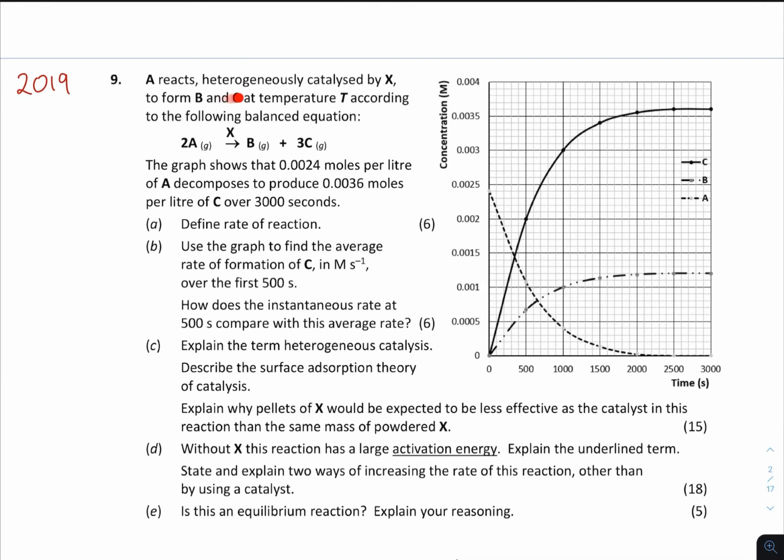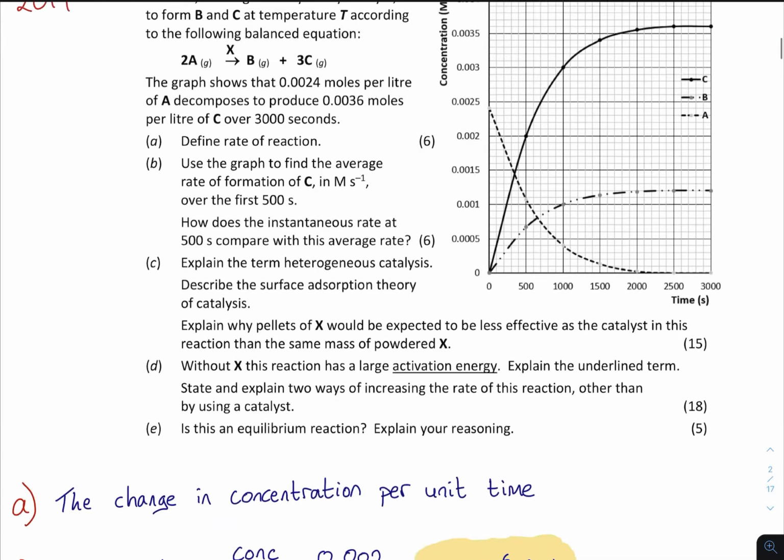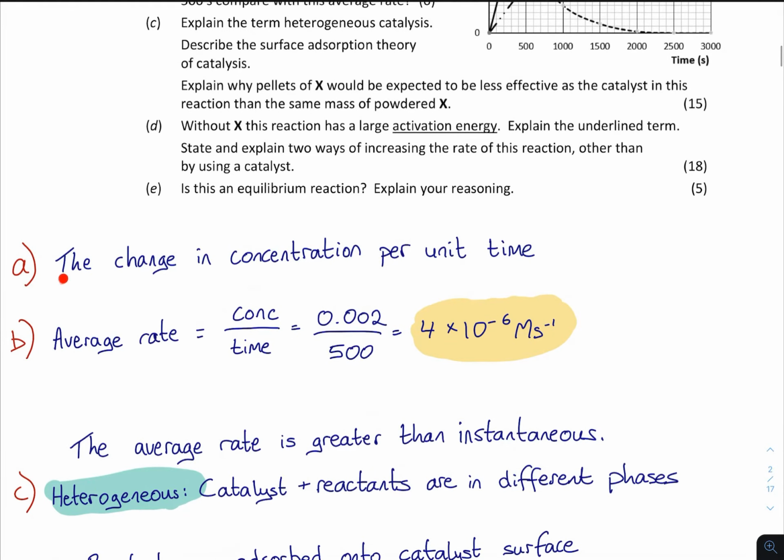You're told that A reacts, heterogeneously catalyzed by X, and forms two products at a certain temperature. Skip all of that, just go straight down to your questions. A, define rate of reaction. I said at the beginning of this video that rate of reaction comes up all the time for definitions. It is the change in concentration per unit time.